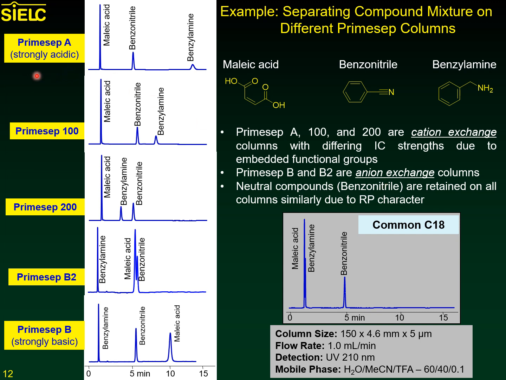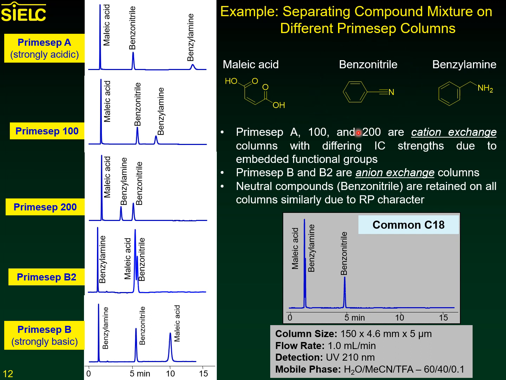With the Primesep A column, the maleic acid elutes first. And the reason for this is because it doesn't participate in ion exchange interactions with the stationary phase. And it is also a fairly straightforward molecule that doesn't participate much in hydrophobic interactions with the reverse phase components of the stationary phase.